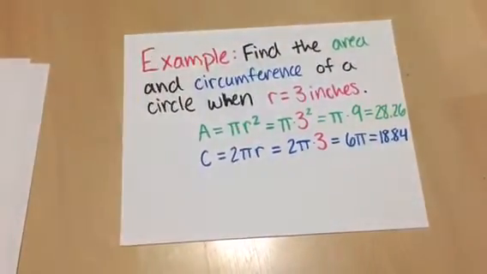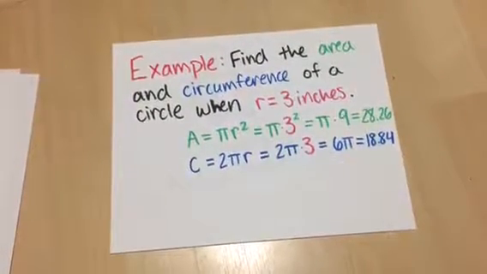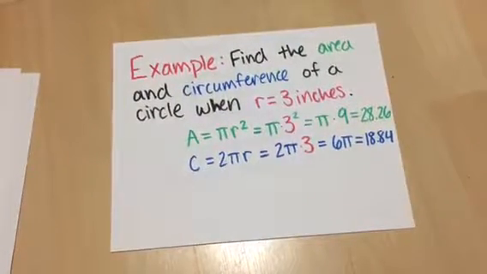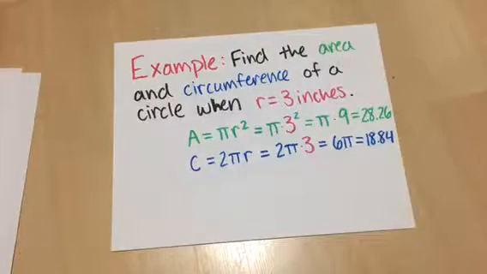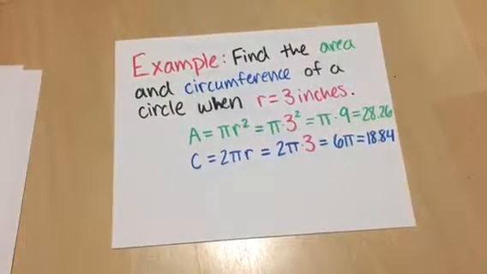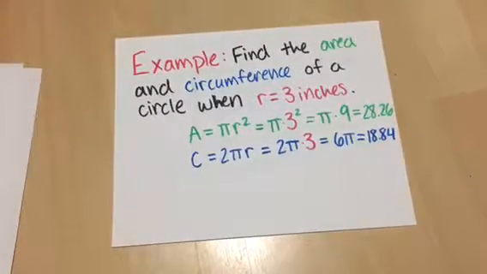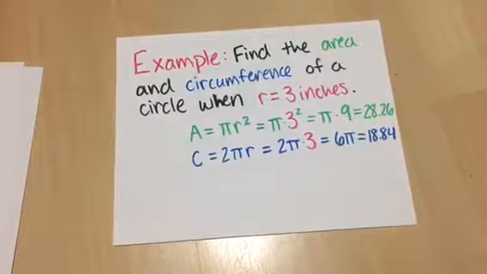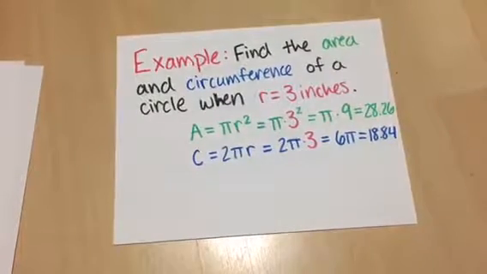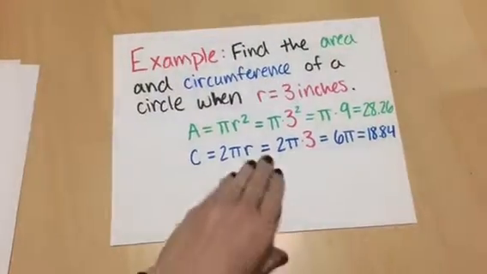An example is find the area and circumference of a circle when the radius equals 3 inches. So for our area formula, we have pi times the radius, which is 3, squared. This gives us 28.26. For our circumference, remember the formula is 2 pi times radius, so we have 2 pi times 3, this gives us 18.84.